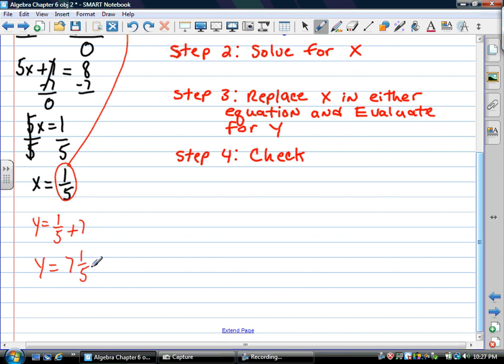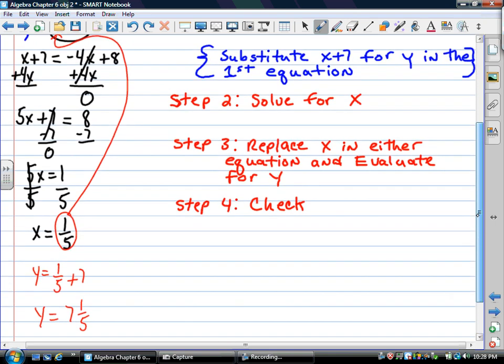Now wait a second, Mr. Pilati. You're telling me that x is 1/5 and y is 7 1/5? That would have been really tricky to see if we graphed both of these equations and we were looking for an intersection point. Right? That would be really tough to read. But notice step number 4 says to check it. And I'm always telling you guys, check your equations. Check your equations. So let's check it.